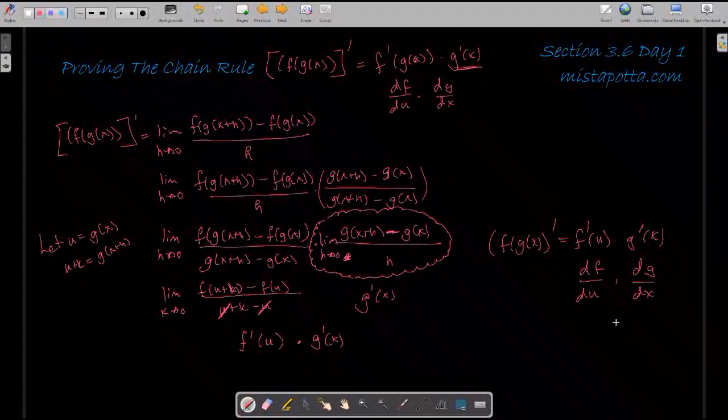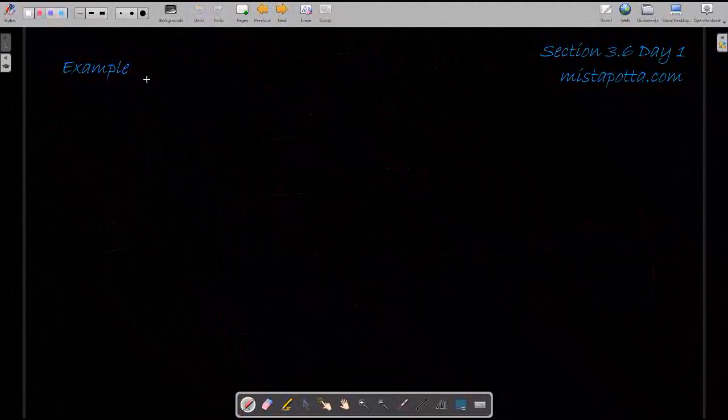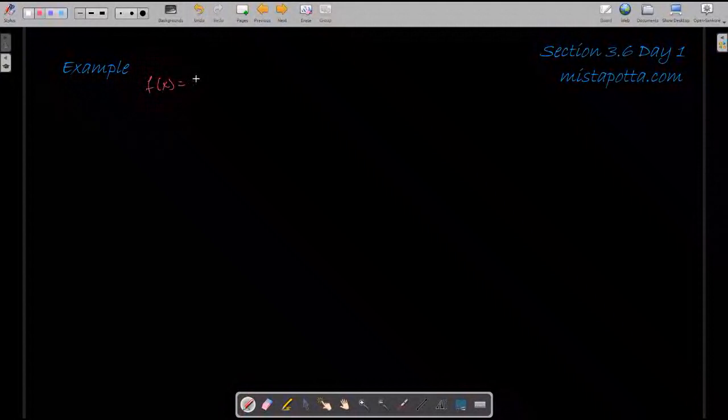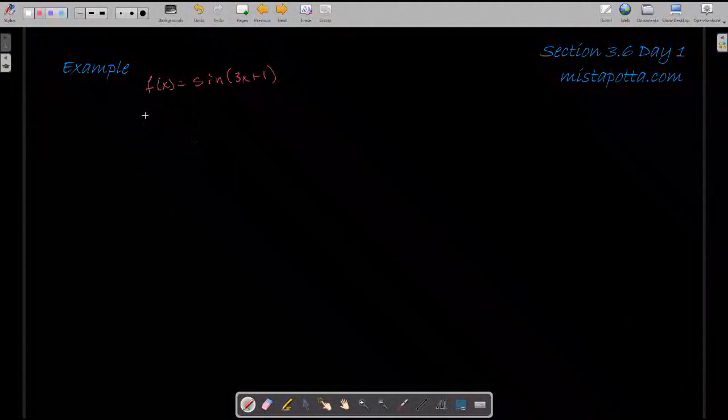And so we have this chain rule now that allows us to take the derivative when I have a composition of functions. So I want to go through some of the examples that we talked about earlier. One of the examples we had was, what if I have f of x equal to the sine of 3x plus 1. And we talked about how to break this up into its component functions. In this case, f of u is really the sine of u, where u is the expression 3x plus 1.